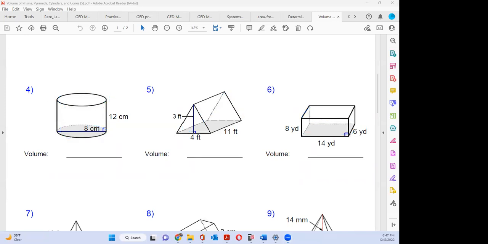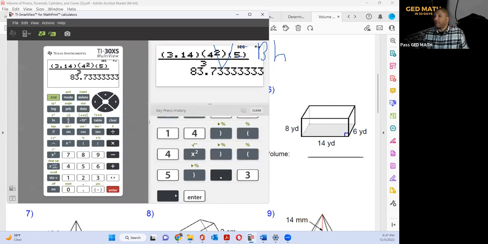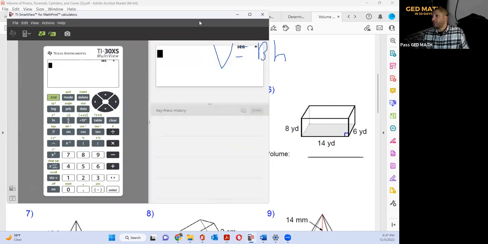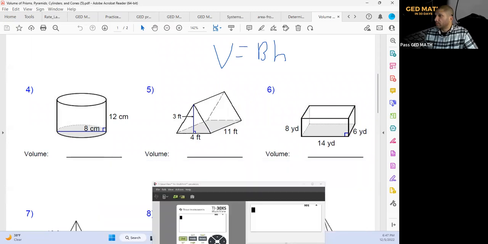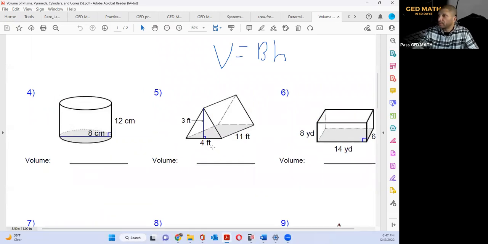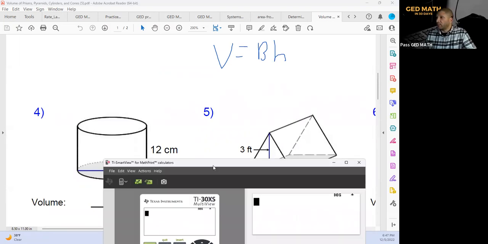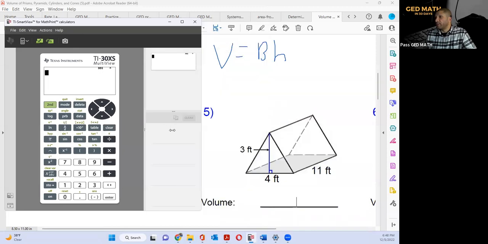Now, since I know any volume is the area of the base times my height, all I'm doing is grabbing my calculator. Watch this. And literally, this is a 15-second problem. Let me try to make this bigger. There we go. And let me grab my calculator, and I'm going to move my calculator off to the side. Let me make this a little smaller, and then I'll make it bigger afterwards.